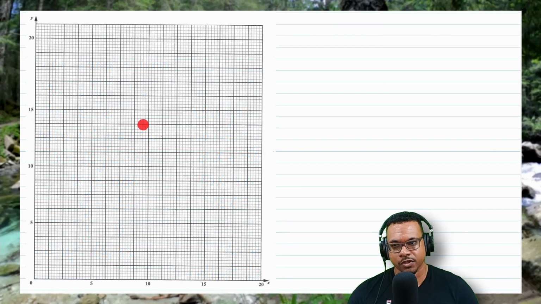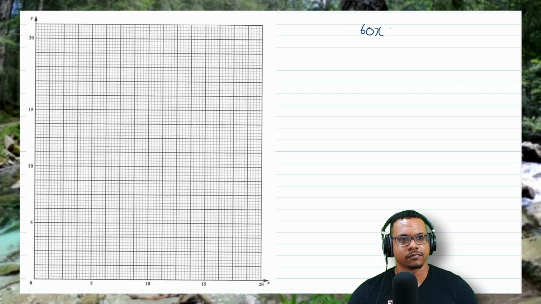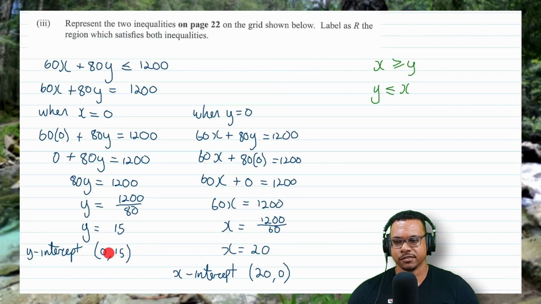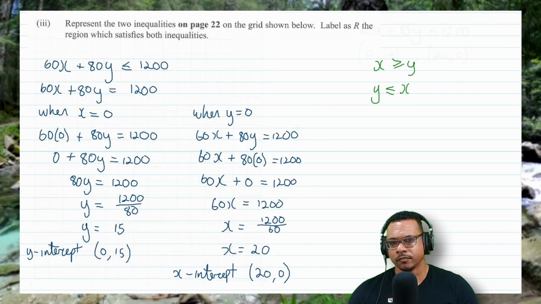All right, so this is the grid paper that we're going to use to plot the inequalities. I'll just come back and take a note of my inequalities and the points that I need to plot for them. So I have my 60x plus 80y is less than or equal to 1,200. I need to plot the points (0, 15) and (20, 0). And of course, I need to draw a line y is equal to x for this inequality, y is less than or equal to x.